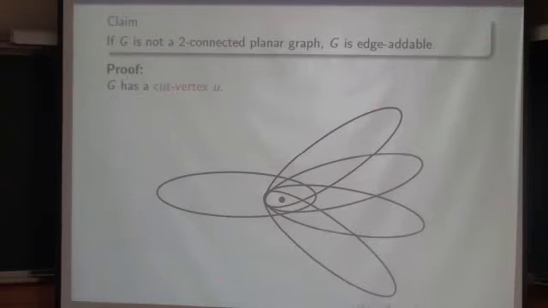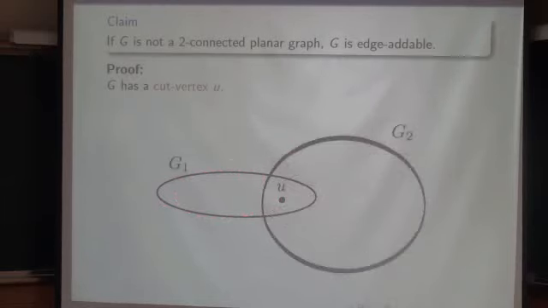Let's suppose that this is G, and after we delete a cut vertex, we have at least two components. In this figure, I draw components with the cut vertex. Let's take the first component with the cut vertex as G1, and the remaining components with the cut vertex as G2. So we have G1 and G2, and the number of edges of G1 and G2 are smaller than the number of edges of G, right?